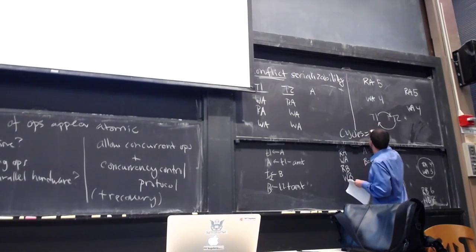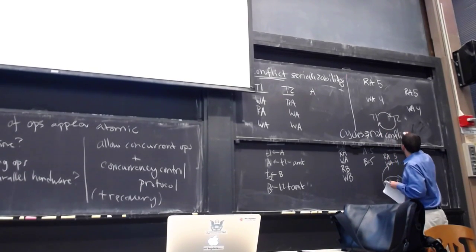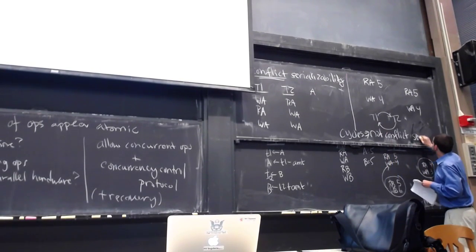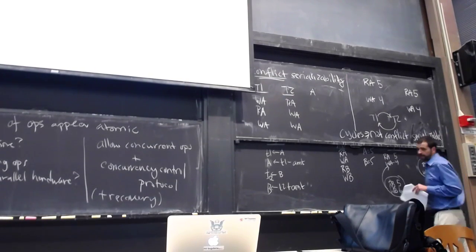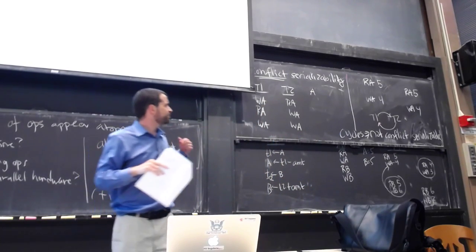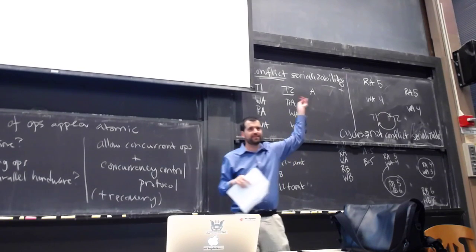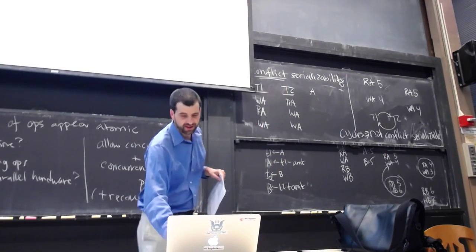Cycles imply not conflict serializable. Okay, does that make sense? Do you have questions about that? And again, this isn't a super hard test to do. You can look at these things and just apply these rules like I put at the bottom of this thing here.